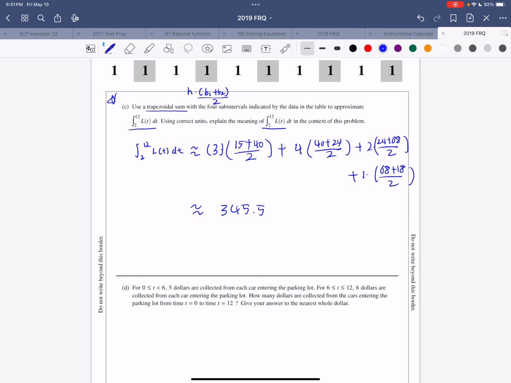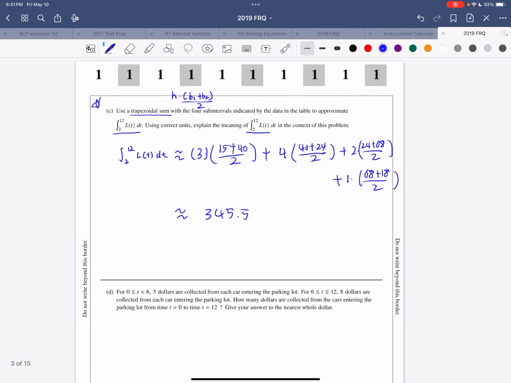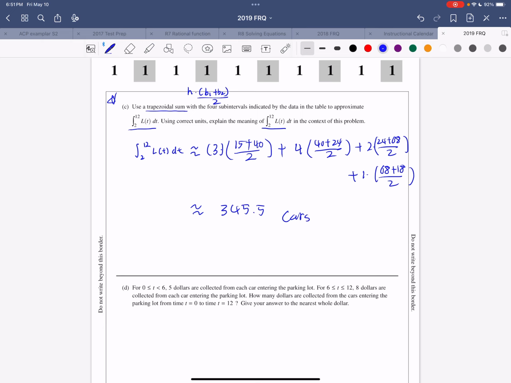something like 345.5. Now we have to explain the meaning of this. What it means is, 345.5 is the number of cars that left. That's why we have L, right? So 345.5 cars leave the parking lot from t equals 2 to t equals 12.